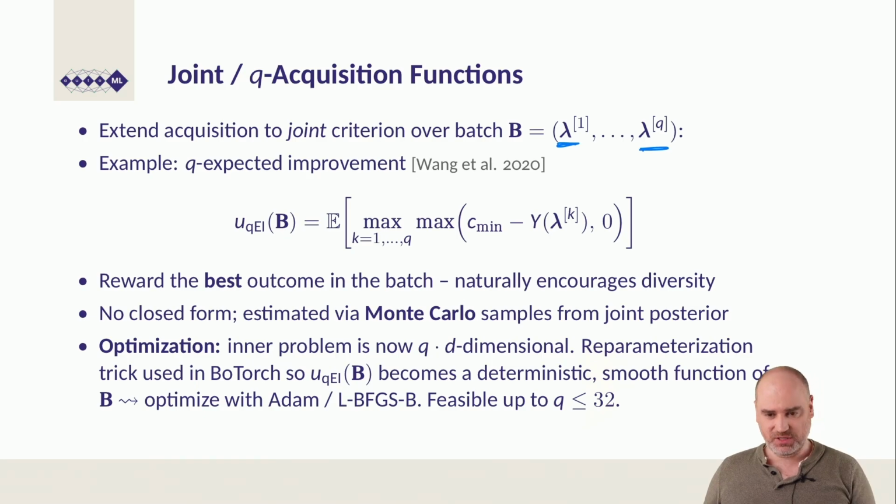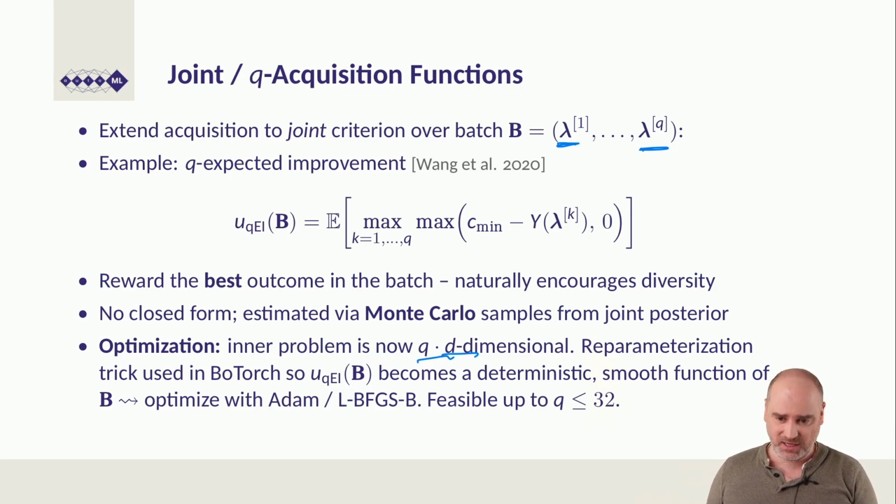On the other hand, there is now no closed formula for this optimization problem, so you pretty much have to resort to Monte Carlo integration to compute that thing. So the next problem is that you have moved now from a d-dimensional problem, because d was the dimensionality of your configuration space, to a q times d higher dimensional optimization problem. You can do this in BoTorch. This is available to you. There is, for example, an extra reparameterization trick going on so that this becomes a bit more efficient.